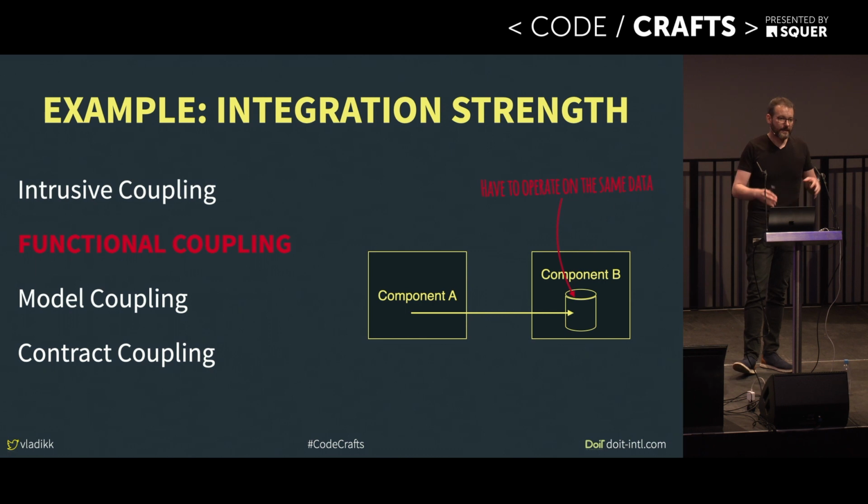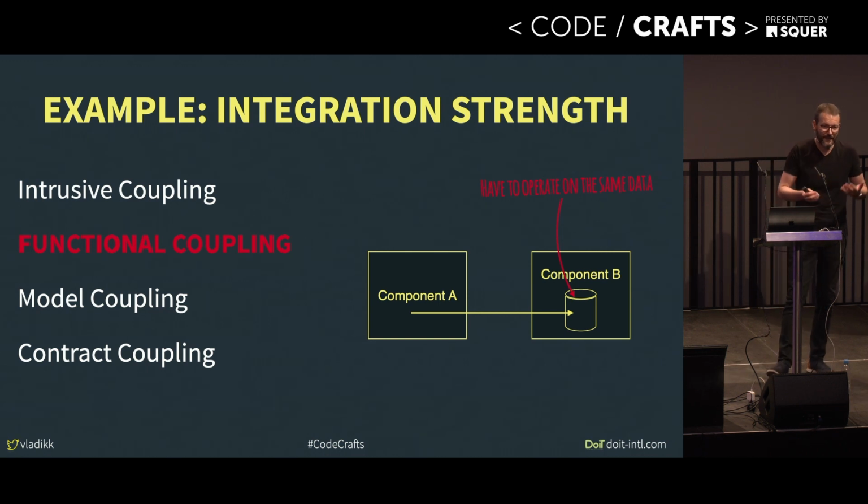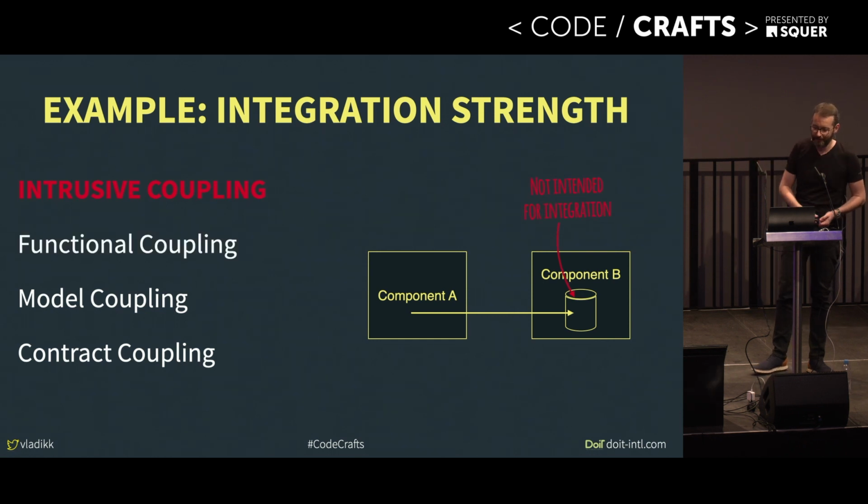Next, let's say that they did have this conversation, and they decided they're going to share the same database because they have to. That makes them functionally coupled, meaning that it is a design decision. It's not component A breaking the rules like in the first case.